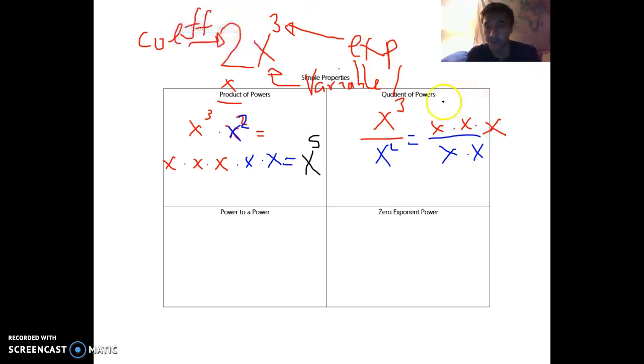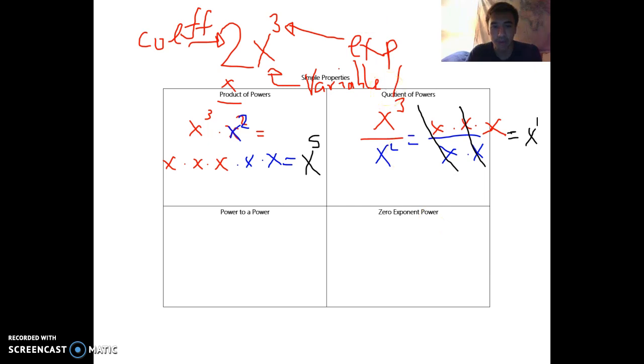Anything divided by itself, I know is 1. So x divided by x is 1. X divided by x is 1. I am left with 1x in the numerator, which gives me x, or x to the first power. Remember, if it's not there, it's an invisible 1. The rule here is when I'm dividing exponents with the same base, I will subtract the exponents. 3 minus 2 equals 1.